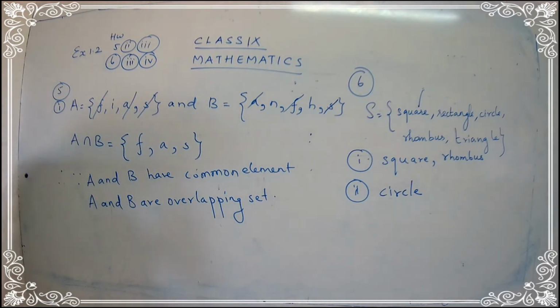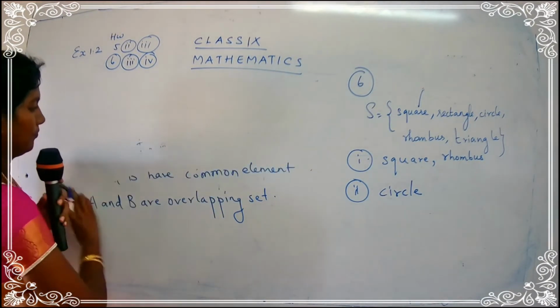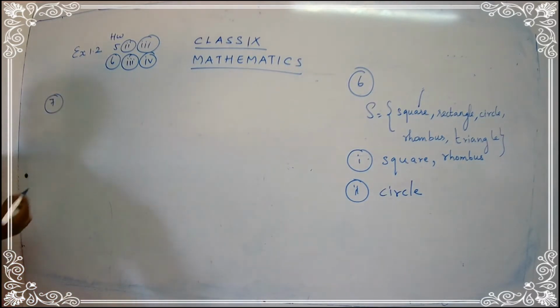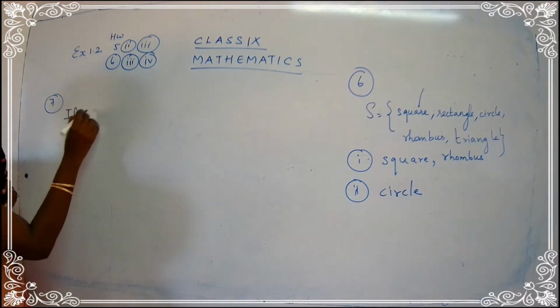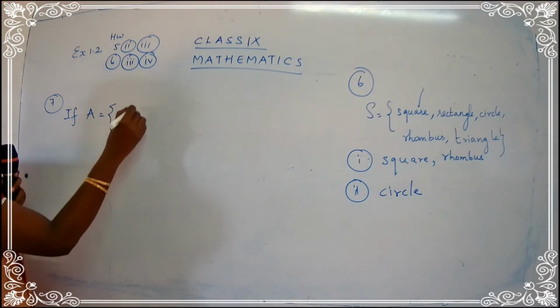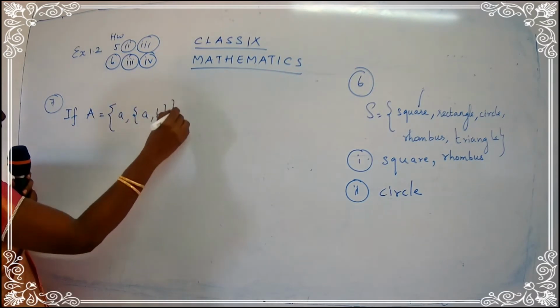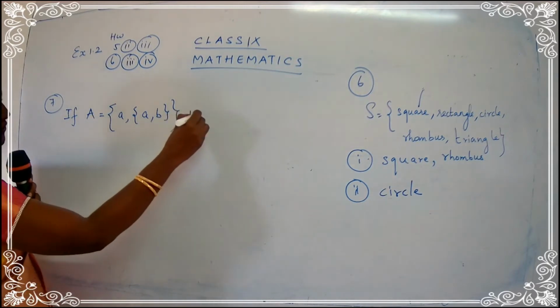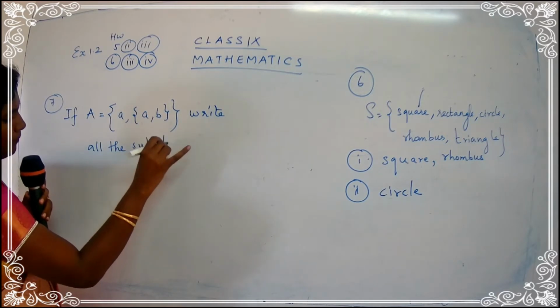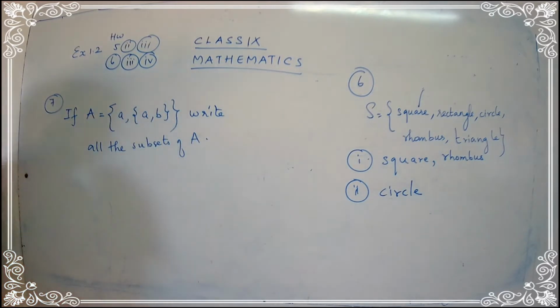Shall we go with the next one? Write down question number 7. If A is equal to {A, AB}, write all the subsets of A. So let's start with the answer, children. Just get ready with your questions.